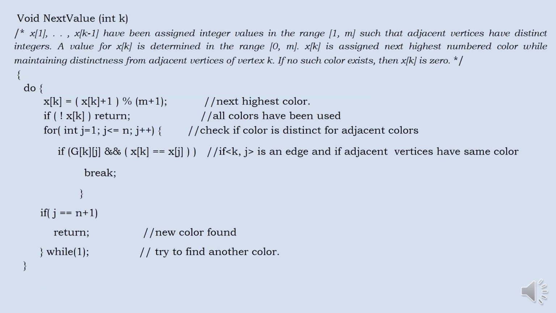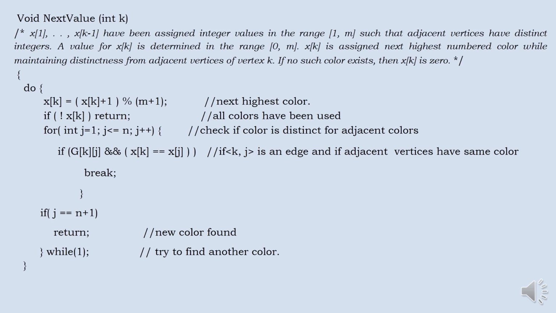When the function NextValue of k is called, x of 1, x of 2 until x of k minus 1 have already been assigned the color to represent integer values between 1 to m, keeping in mind that adjacent vertices will have different integers. A value for x of k is determined in the range 0 to m. 0 means the color was not assigned. Any other value between 1 to m represents a color was successfully assigned to the kth vertex.